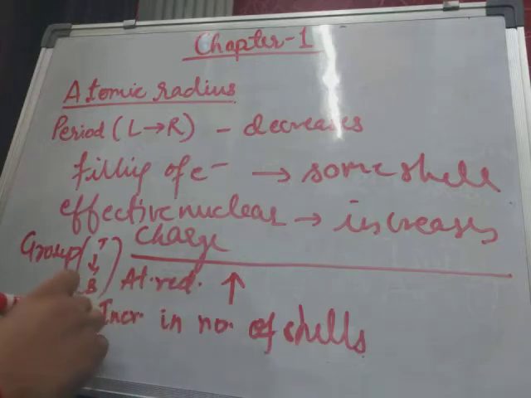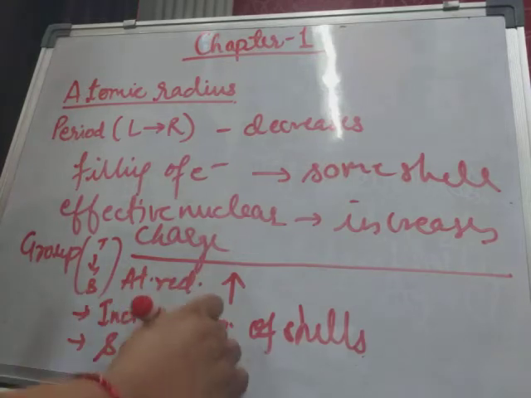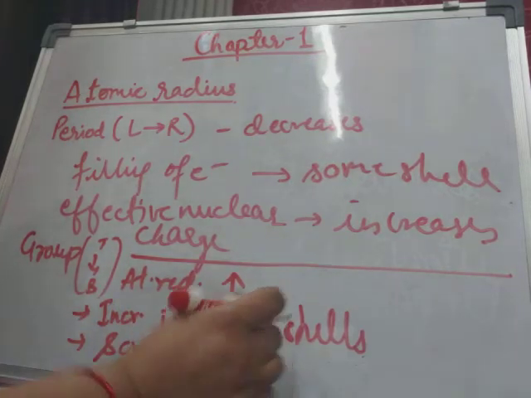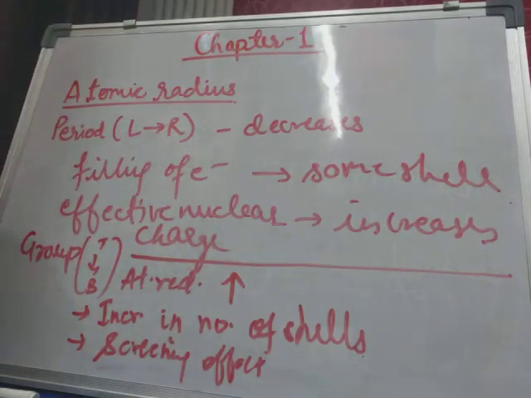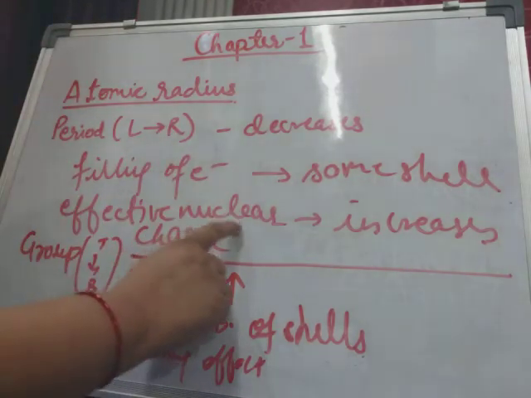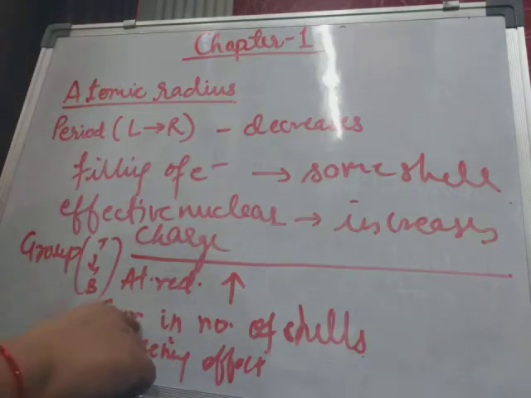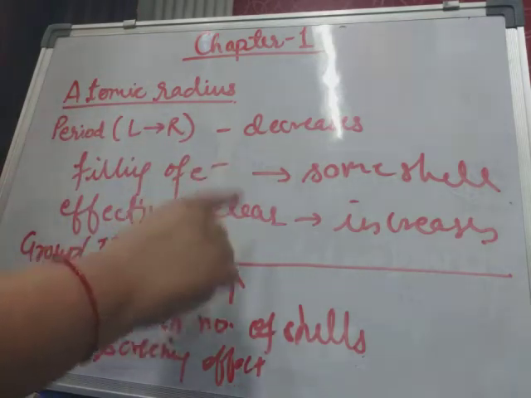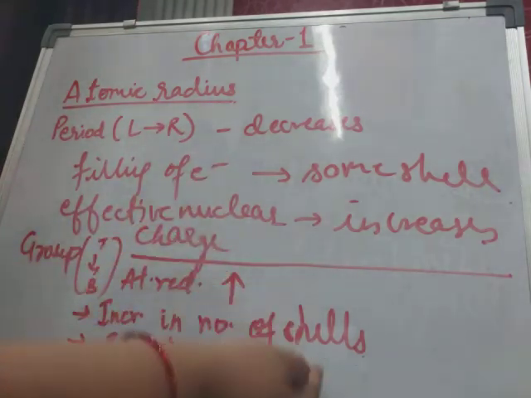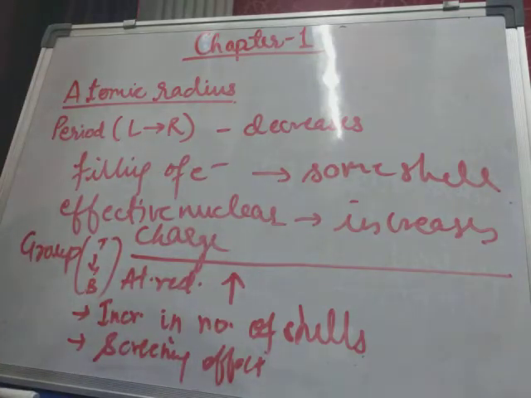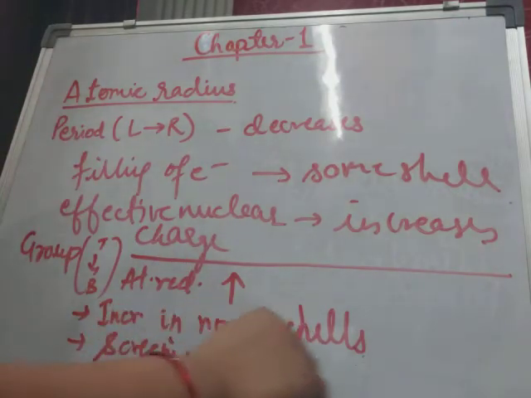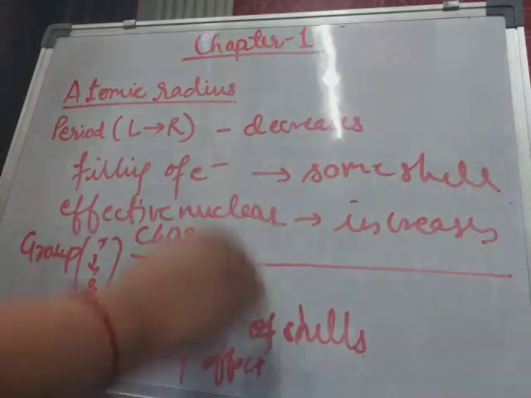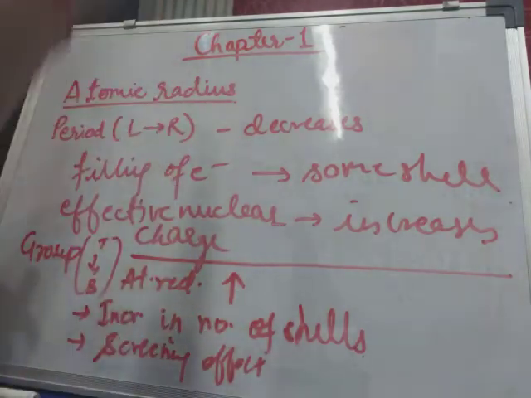And the second one is the screening effect. See what happens when we are moving from top to bottom in a group: effective nuclear charge is increasing, but the increase in number of shells dominates over this. Here too, effective nuclear charge increases, but the increase in number of shells dominates. That's why atomic radius keeps on increasing when we move from top to bottom in a group.